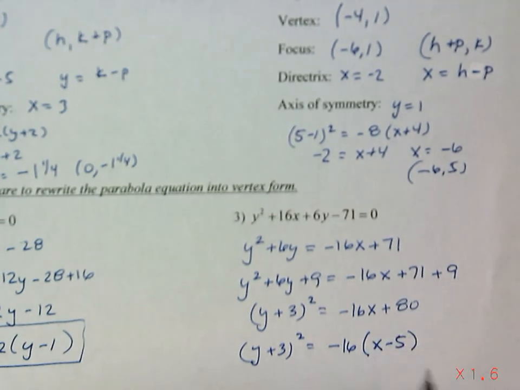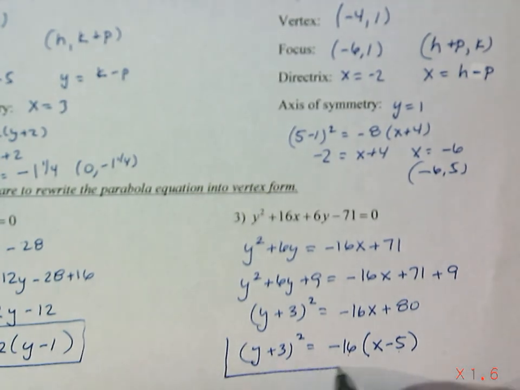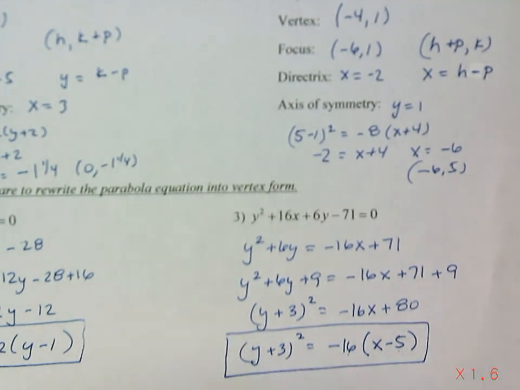And I would always just double check. Negative 16 times x is negative 16x. Negative 16 multiplied by negative 5 gives me my positive 80. So there I have it completed. And these just take practice. They're not difficult. In Algebra 2 you were supposed to have learned completing the square, and this is where it gets applied, in math analysis.